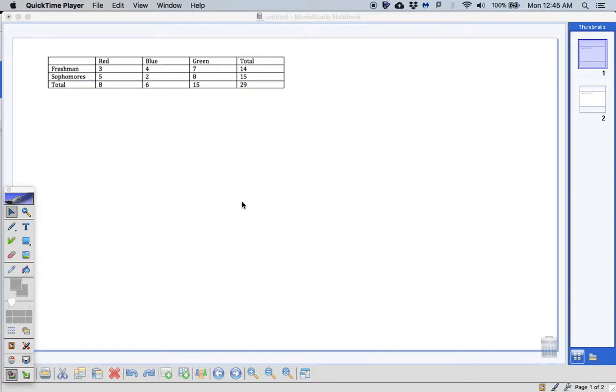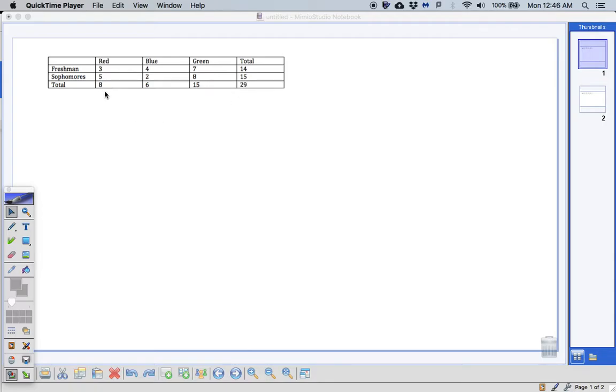Okay, today we're going to look at the side-by-side bar graph. So this is our set of data. This is saying that your freshmen had their favorite color red, 3 of them. There were 4 freshmen that said blue and 7 said green, or excuse me, 5 said green, for a total of 14. For the sophomores, 5 said red, 2 said blue, 8 said green for a total of 15. So there were 29 total people in this class.